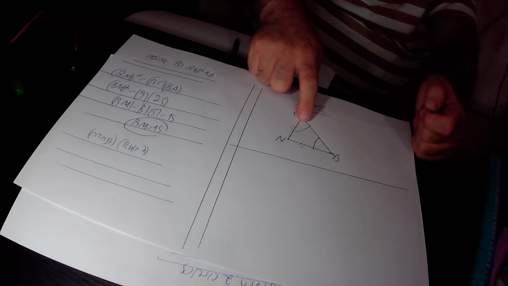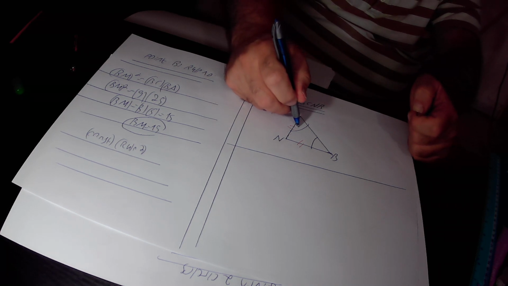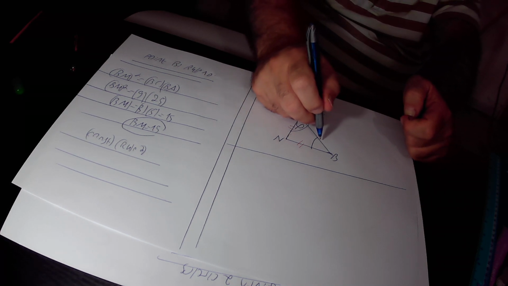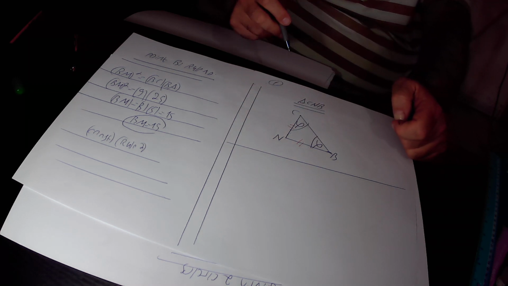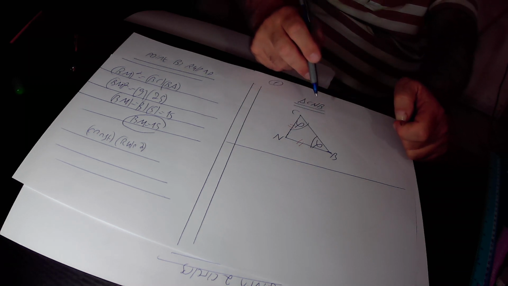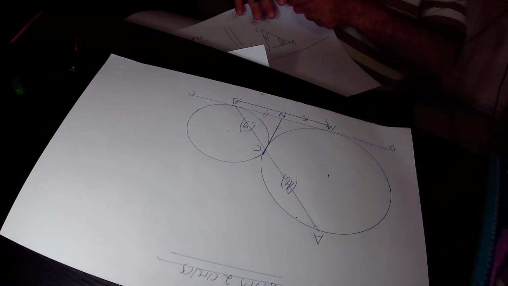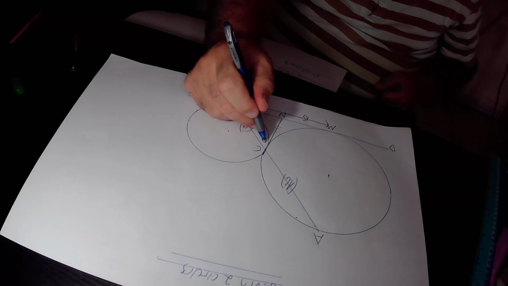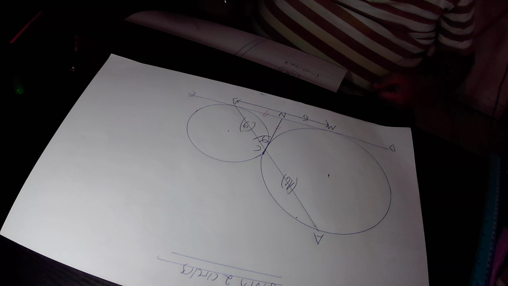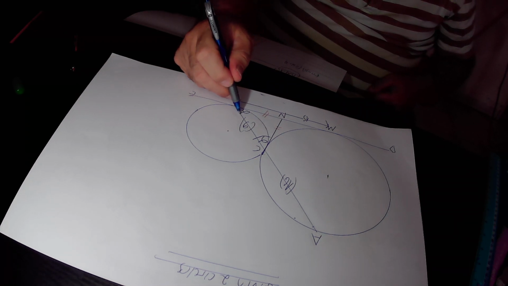So if we define the size of this angle as alpha, then this angle must be also equal to alpha according to the rule that I mentioned. So in total, we found out that angle NCB equals alpha and angle CBN also equals alpha. So this is angle NCB that is equal to alpha, and angle CBN is also equal to alpha.